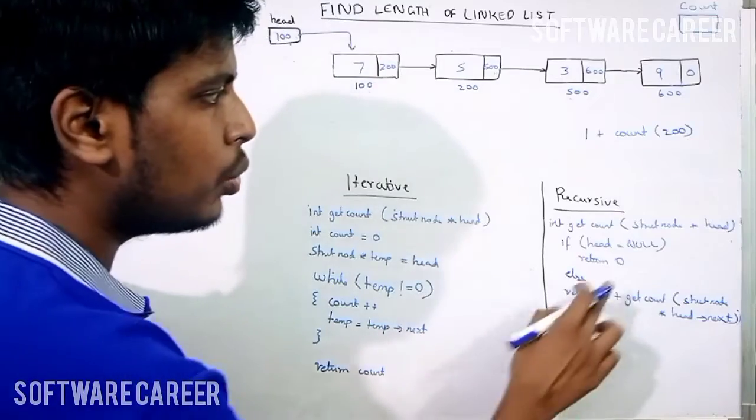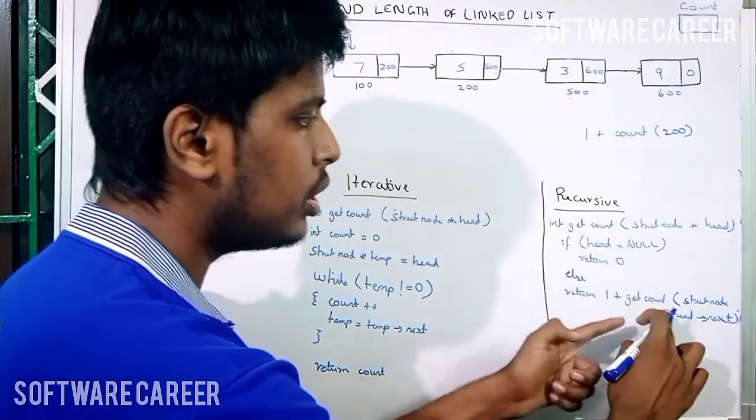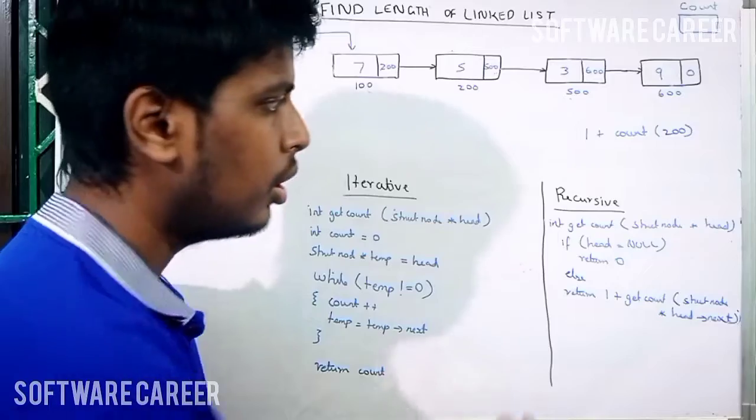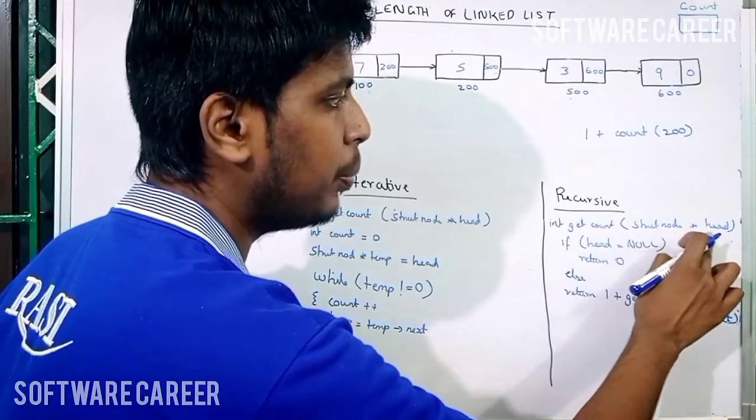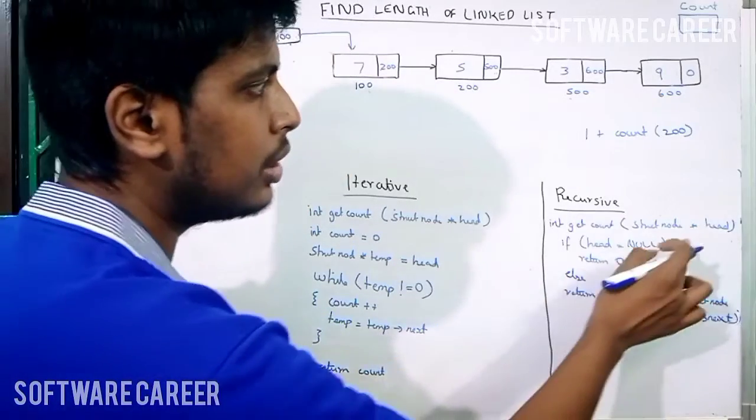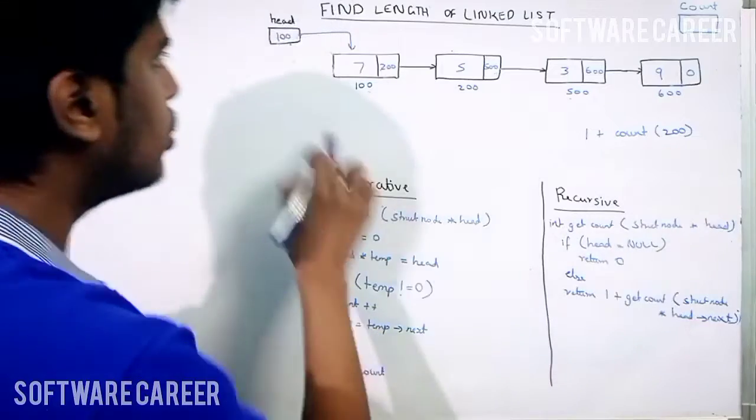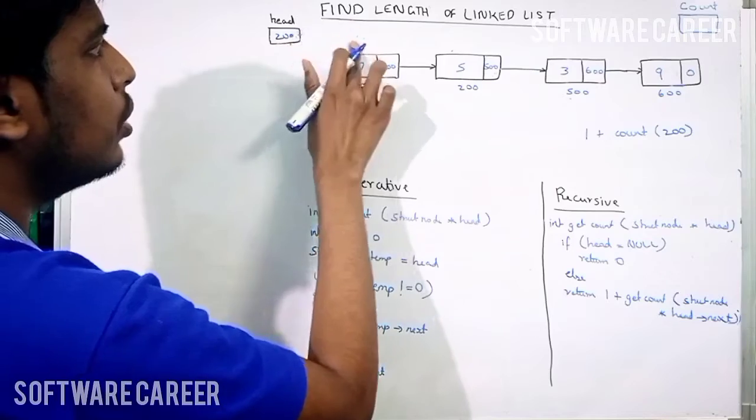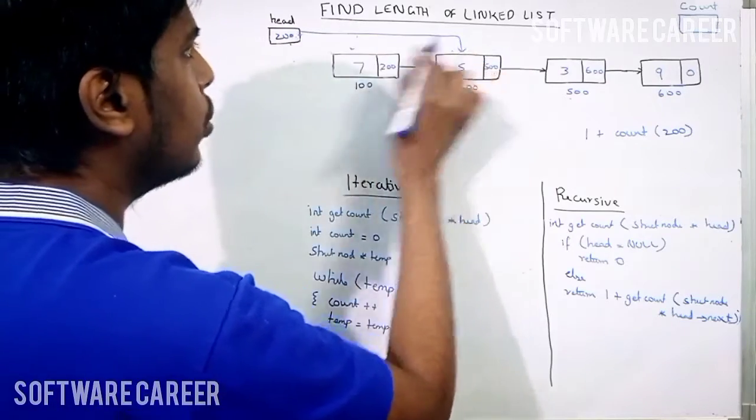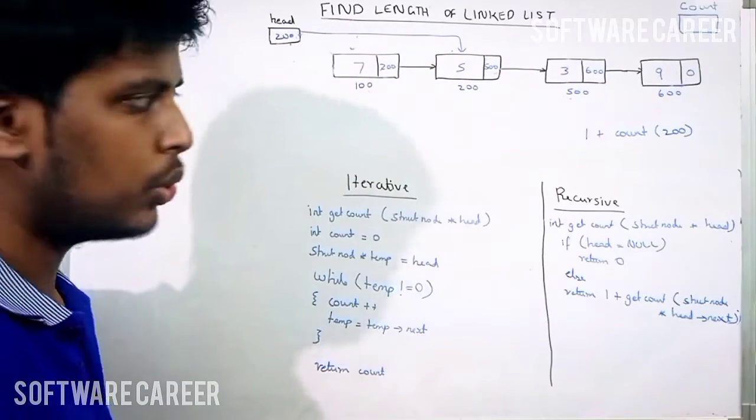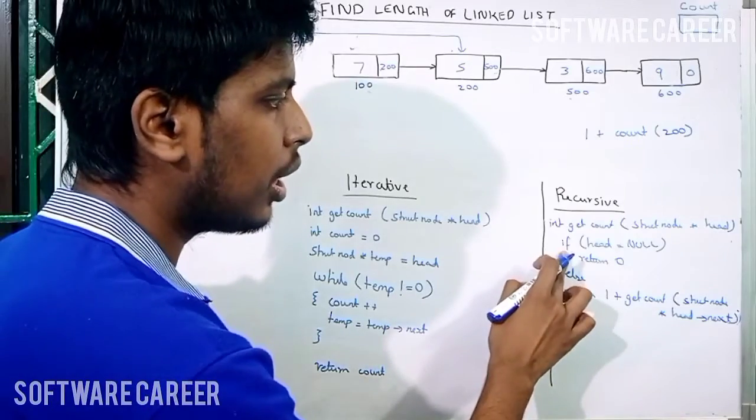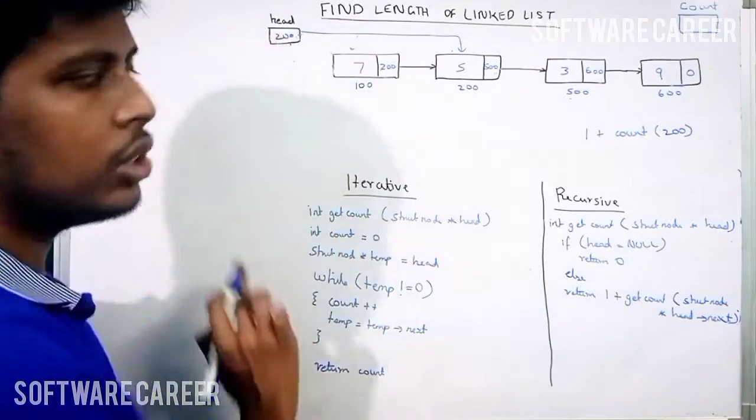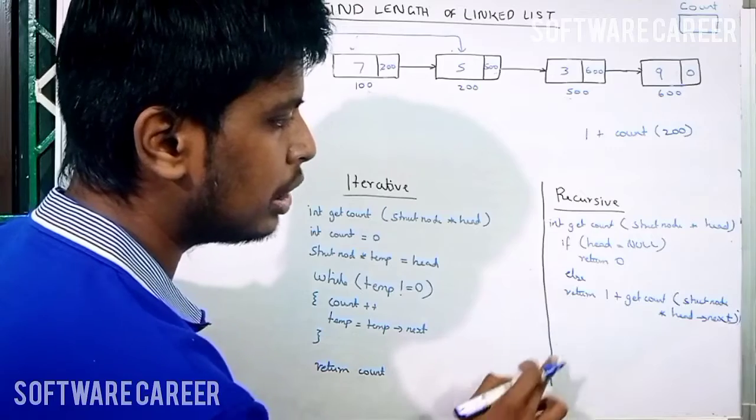Now 200 means it goes into this function, the get count function. Now this function is called. Now the head pointer is 200. It takes the parameter 200 as head. Now head is 200, so this value changes to 200. Now this pointer is pointing towards the second node, because 200 means it's pointing to address 200. Now it's checking again. If head is 0, head is not 0. So it goes to the else part.